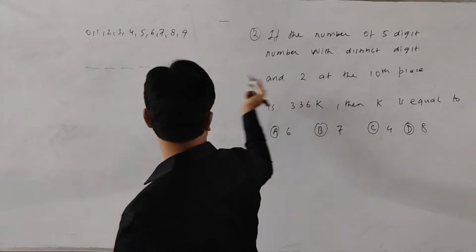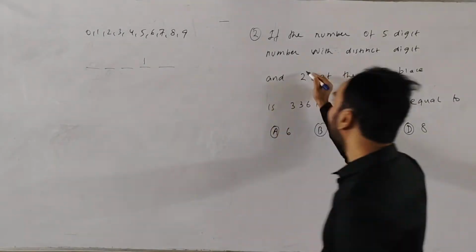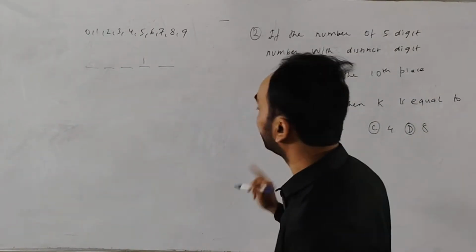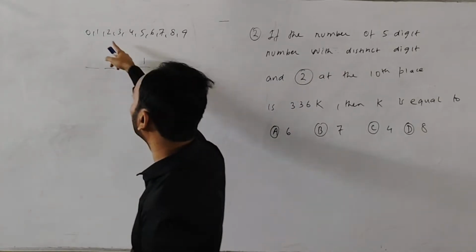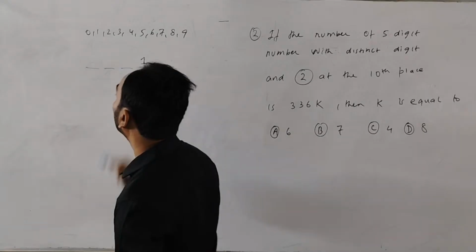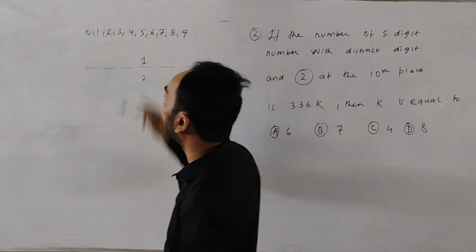So there is no other choice apart from 2. So there is no choice. It means only that number 2 can be at this place. So there is only one choice. Now see, if I have fixed 2 here, the number fixed here is 2, so the choices is only 1. Correct? Now if 2 is done, how many choices do we have left?